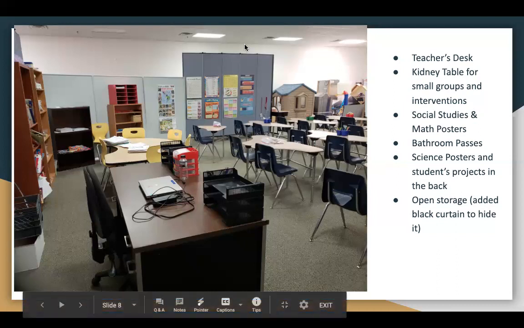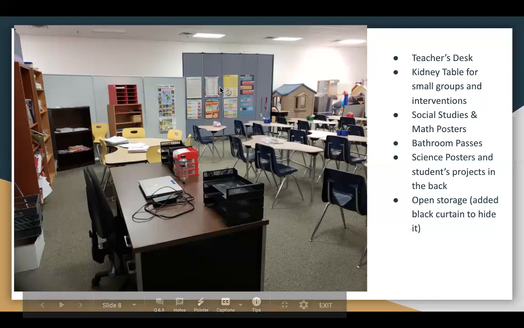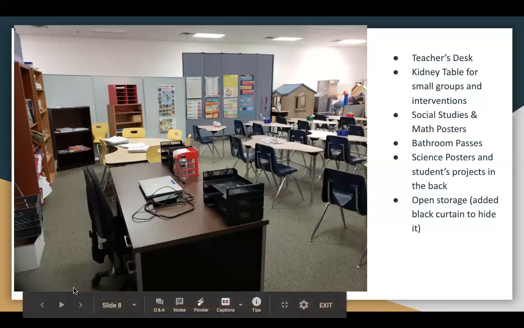In the back of this wall, I put science posters that I had, and also students' projects all around here. Students' projects that they have made and they wanted to share.